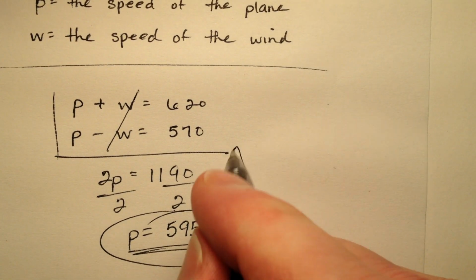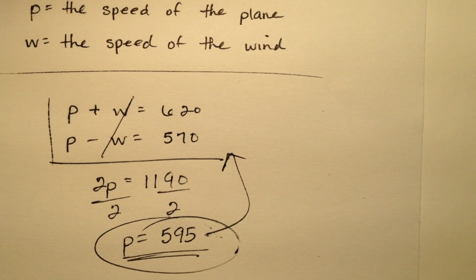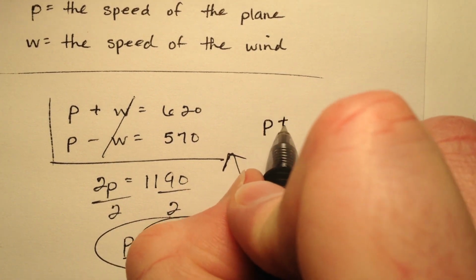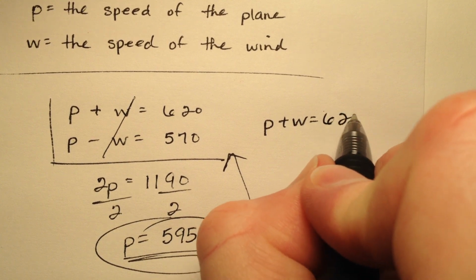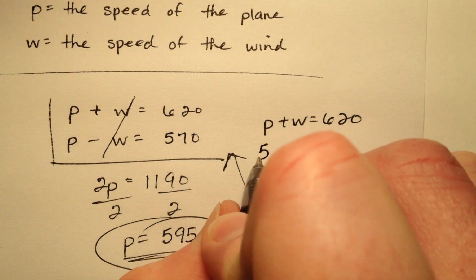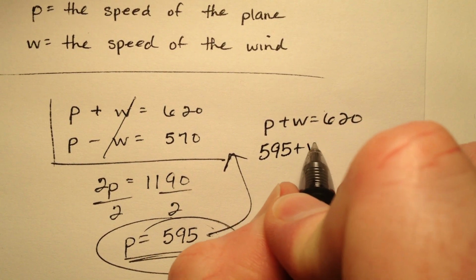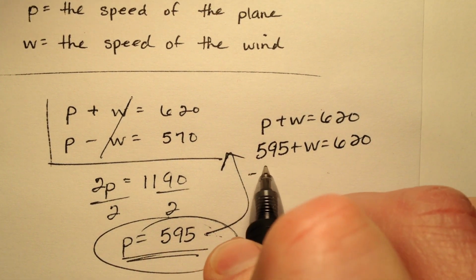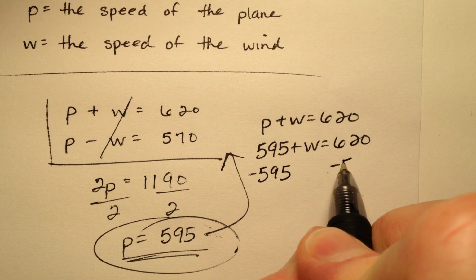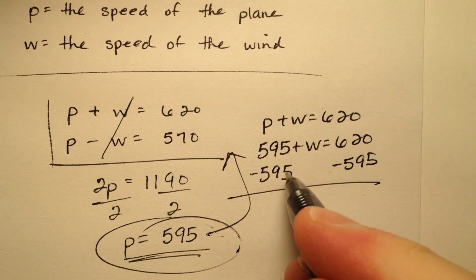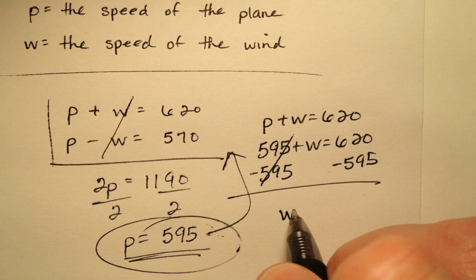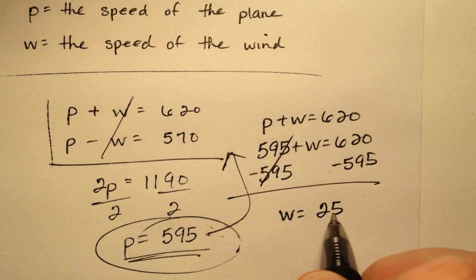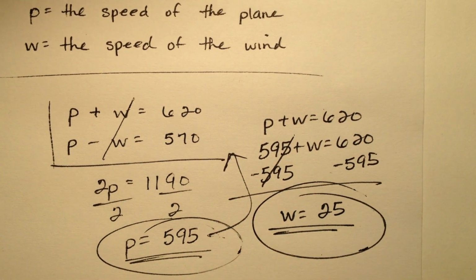So what we can do now is go ahead and plug that back into one of these original equations. Maybe P plus W equals 620. So 595 plus W equals 620. When I subtract both sides by 595, I see that W is going to be 25.